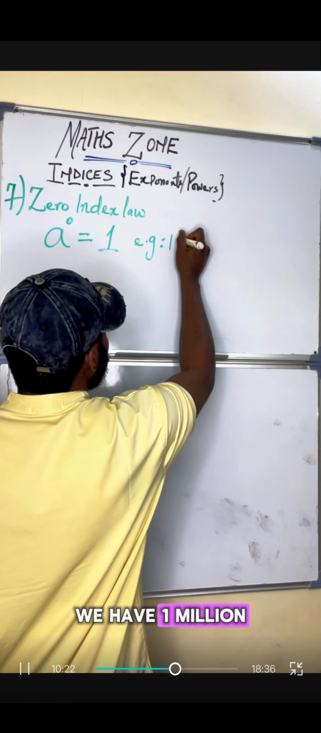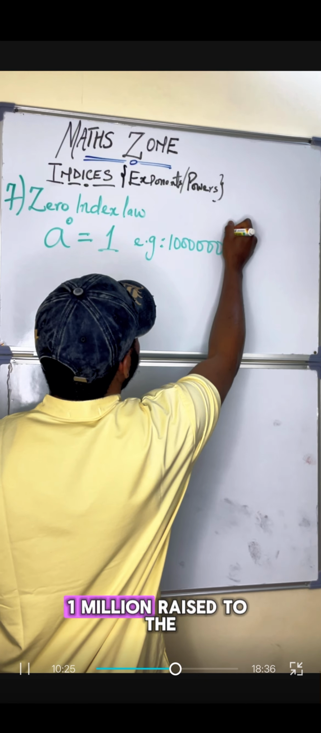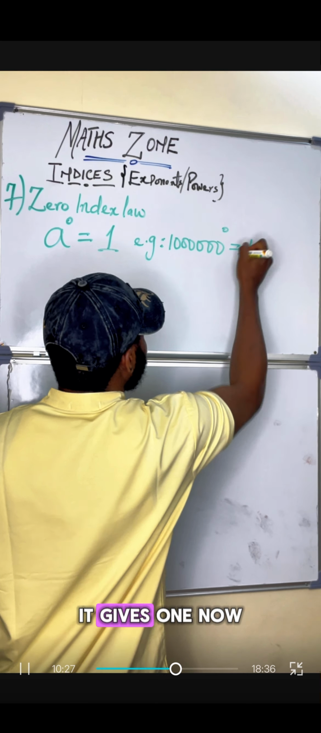We have 1 million raised to the power of 0, it gives 1.